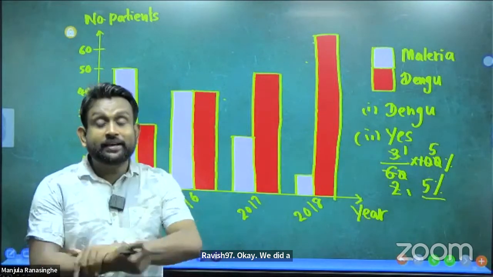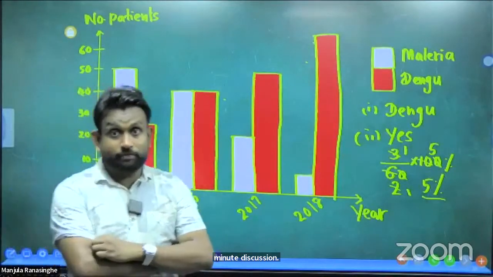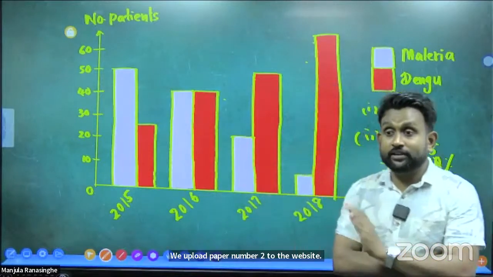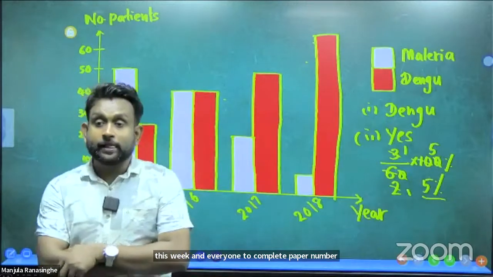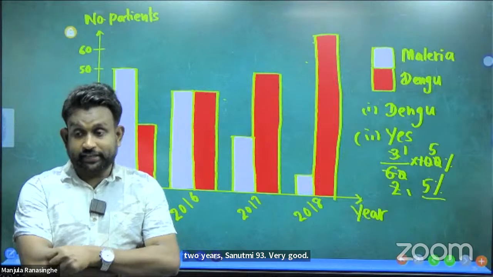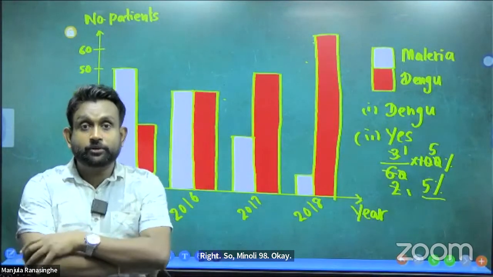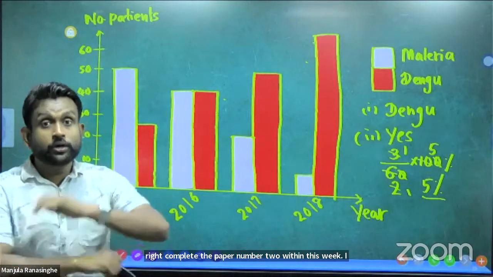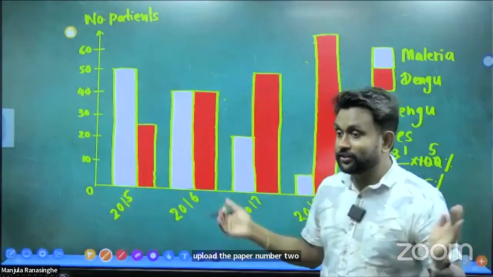This week we upload paper number 2. We will upload paper number 2 to the website this week and everyone should complete it. Sanutmi 93, very good. Minuli 98. Complete paper number 2 within this week. I will upload it to the website this week, so that will be our next discussion next week.